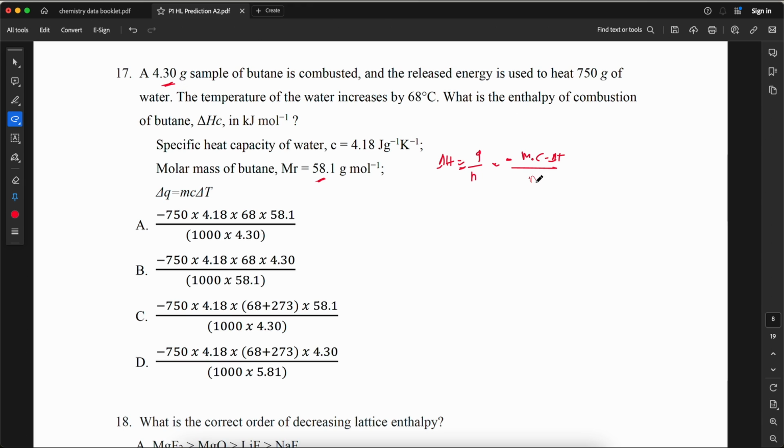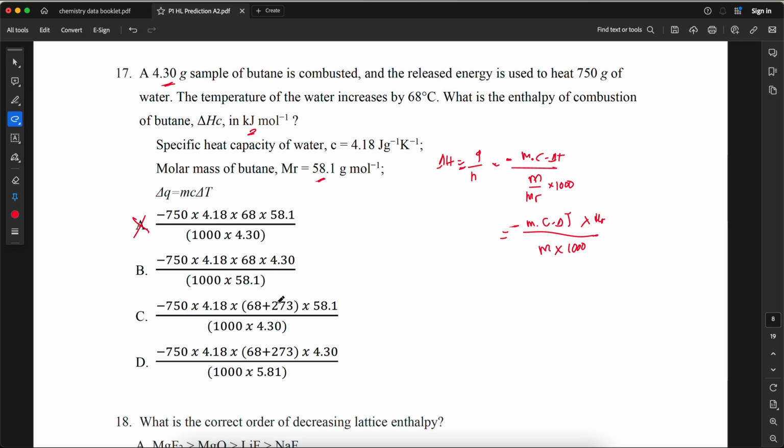So n is m divided by Mr, and this should be in kilojoules, so divided by 1000. So negative mc delta T times Mr, because it will go up here, divided by m times 1000, because we need to make it into kilojoules. So the answer will be A.